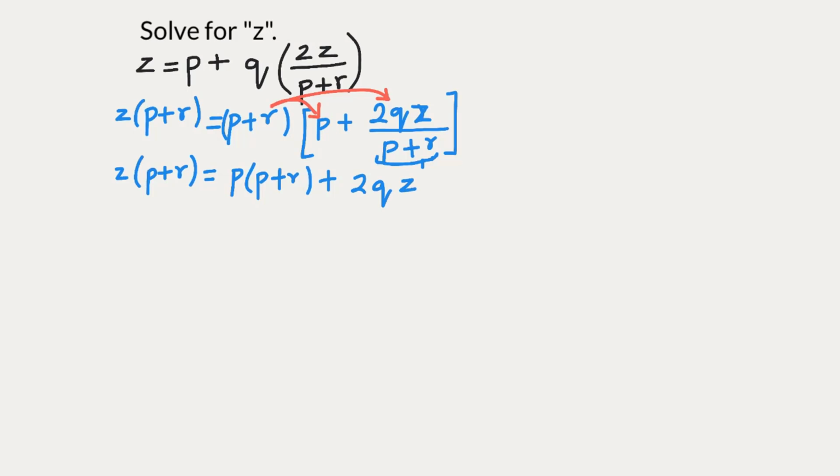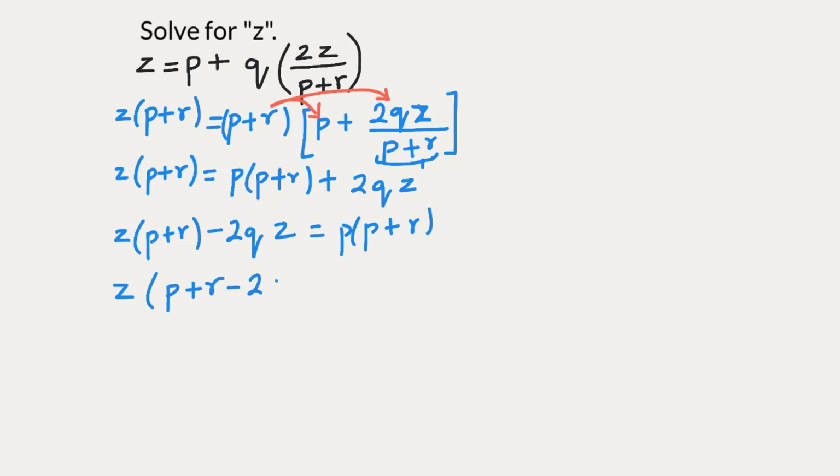Now we have to bring together all the terms that contain z. Z is present here and also here, so we can bring 2qz to the left hand side and it will be subtracted. So z times p plus r minus 2qz, and on the right hand side we are now left with p times p plus r. Let us factor out z on the left hand side. We are left with z times p plus r minus 2q equals p times p plus r.